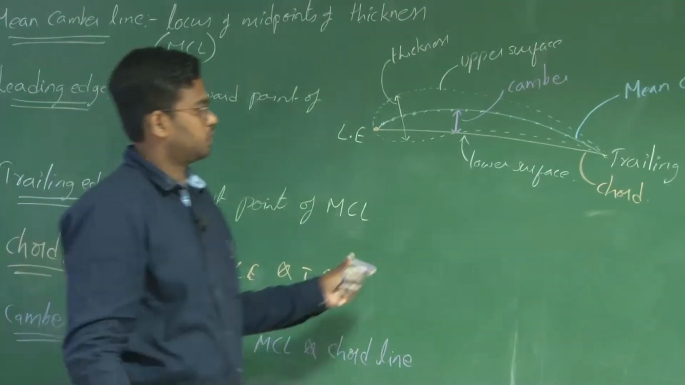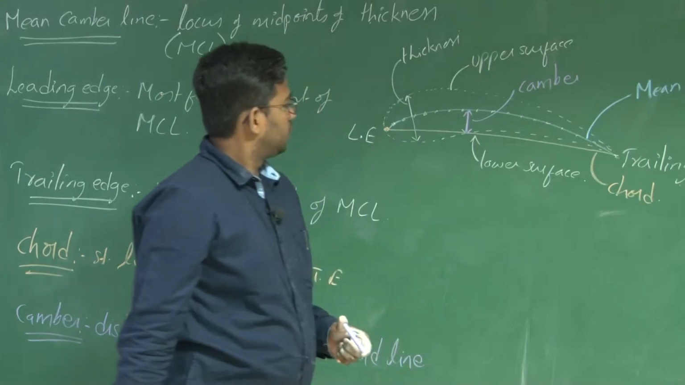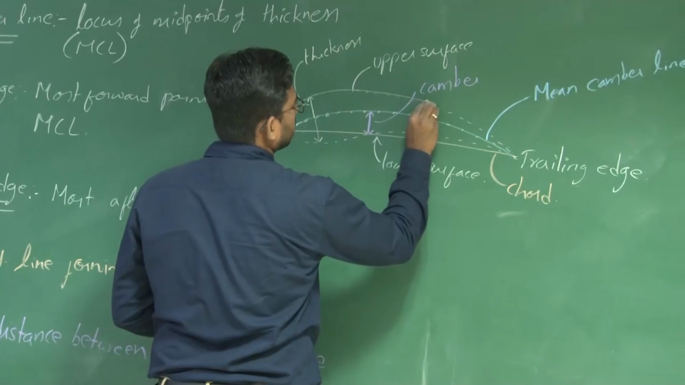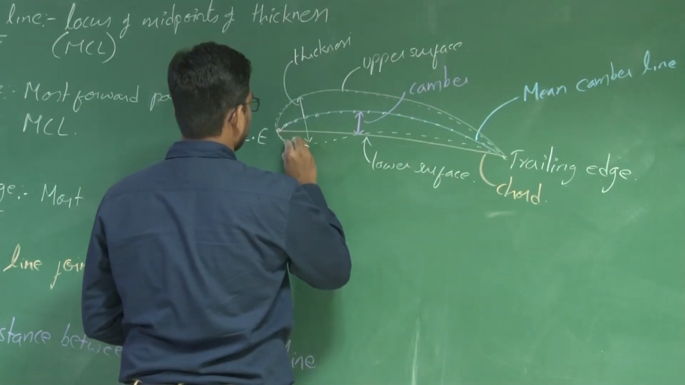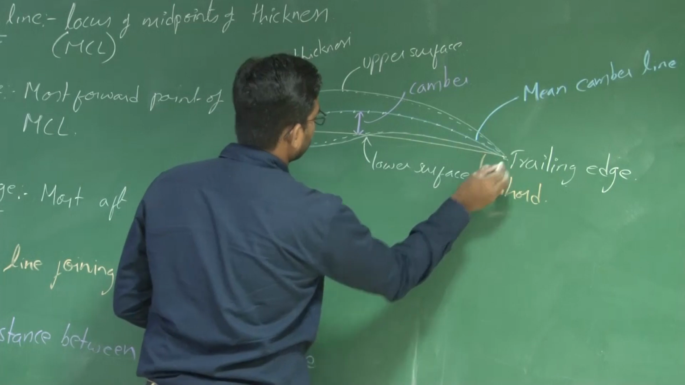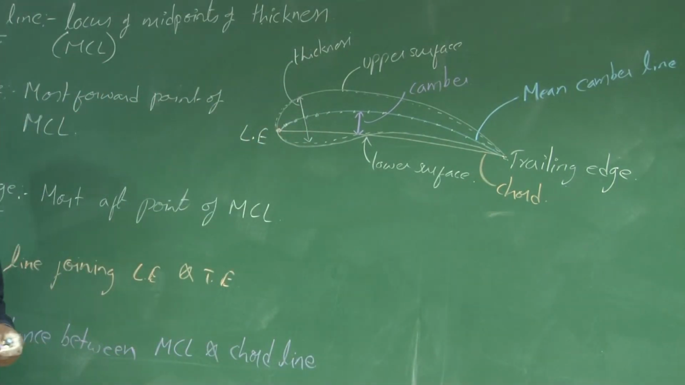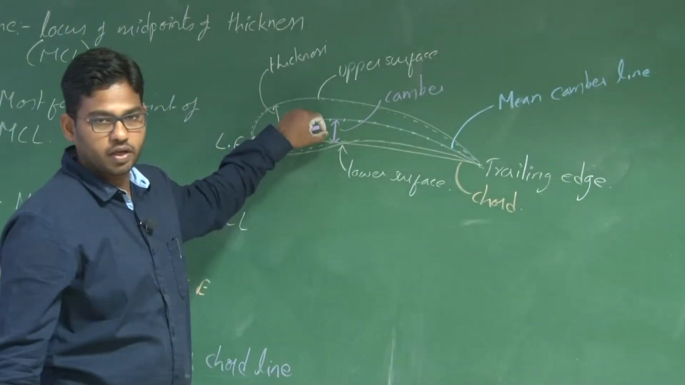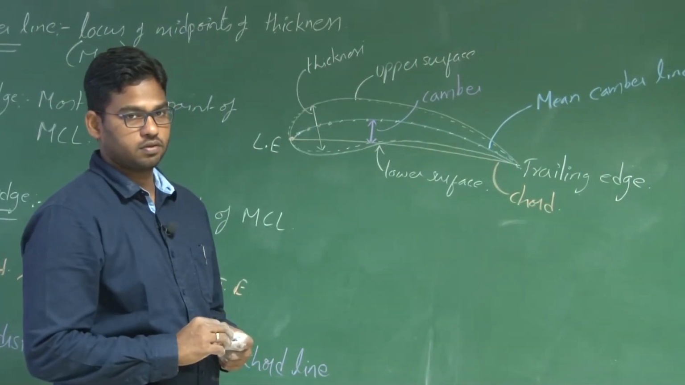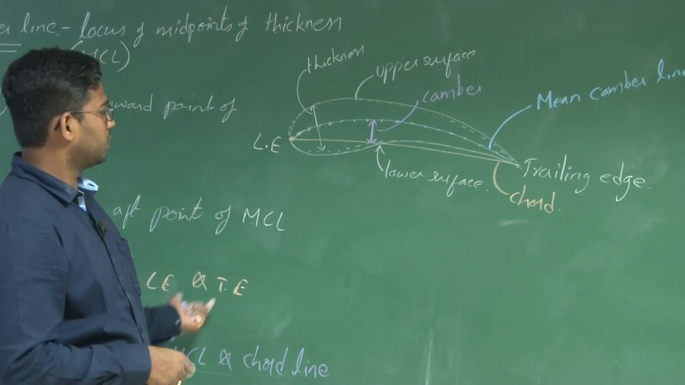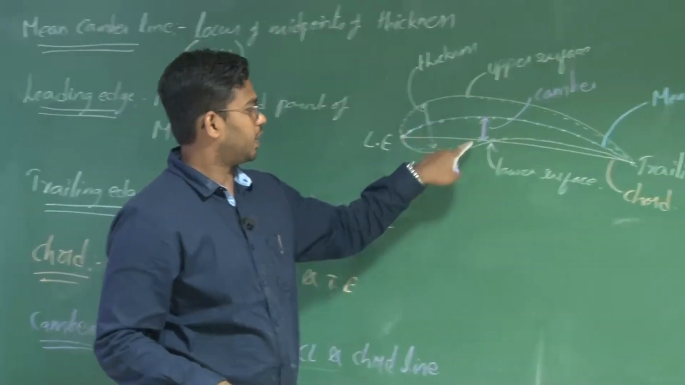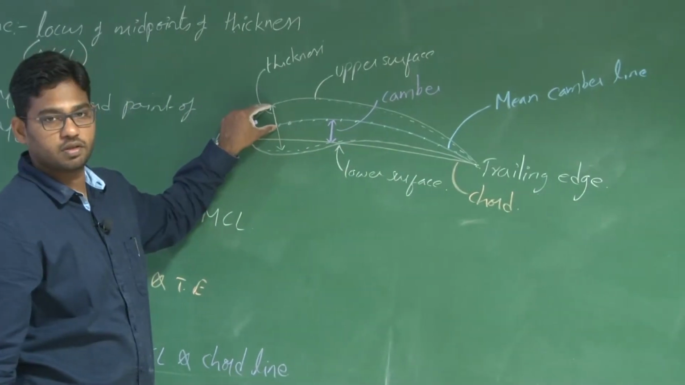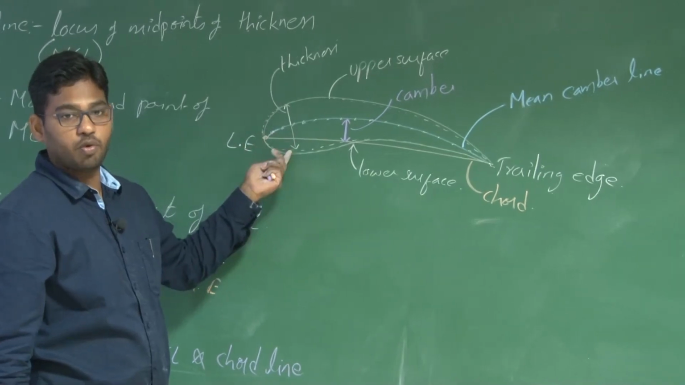Mean camber line and chord line, right? Okay, got it? Now say if the camber is 0, what happens? What is camber 0? When the mean camber line coincides with this chord line. So in that case, the thickness distribution will be symmetric about the chord line.